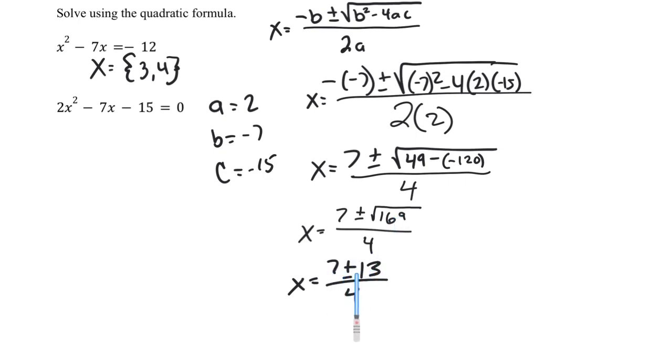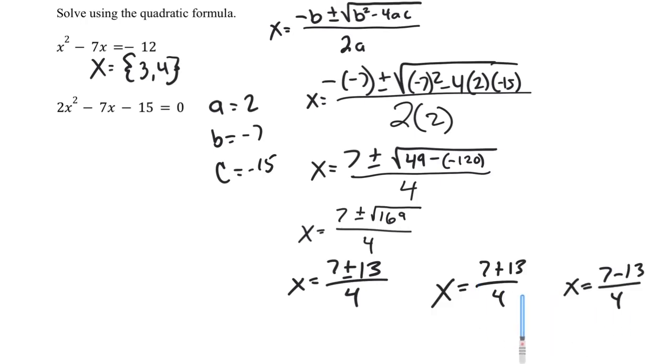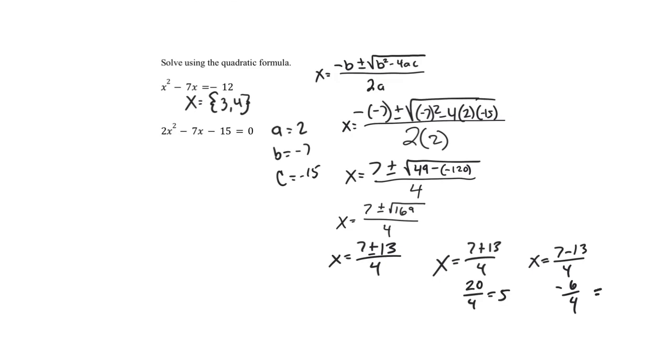So I got the plus and negative version of this, and I'll split them up. So when I split them, I'm left with, sorry, let me get over here to my little laser pointer. I've got 7 plus 13 over 4 and 7 minus 13 over 4. 7 plus 13 is 20 over 4, which will equal 5. Then I have 7 minus 13 over 4. 7 minus 13 is going to give me negative 6. That's over 4, and that's going to reduce to negative 3 over 2.